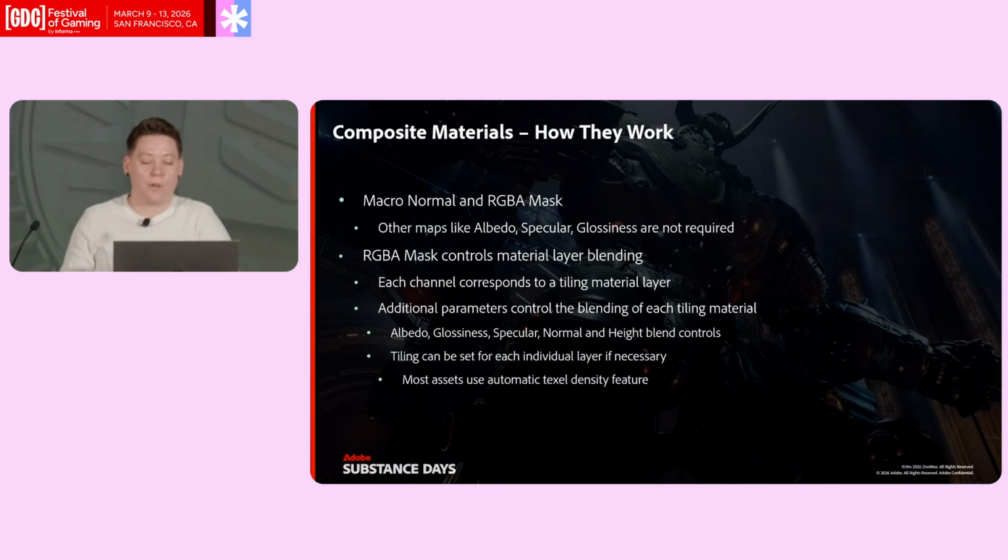Each channel corresponds to an individual tiling material layer. There are some additional parameters that control the blending of each tiling material. Some of the parameters include albedo, gloss, spec, normal, and height scale. Tiling can also be set for each individual layer either uniformly or non-uniformly if necessary. However, most of our assets are using the automatic texel density feature, which automatically sets the UV tiling of each material so that if an asset is scaled, it remains with the right texel density.